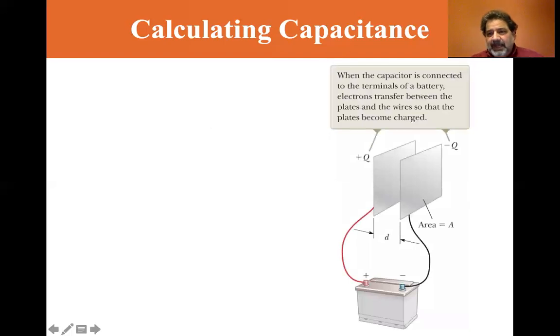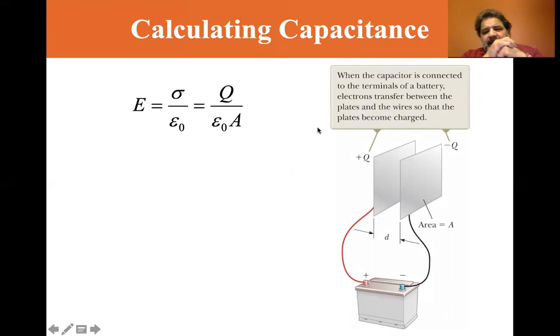So when the capacitor is connected to the terminals of a battery, the electrons transfer between the plates and the wires so that the plates become charged. We know that E is equal to sigma divided by epsilon 0, where sigma is the charge distribution. Well, the charge distribution is Q per unit area, so it's Q divided by epsilon 0 A. The charge distribution is Q over A.